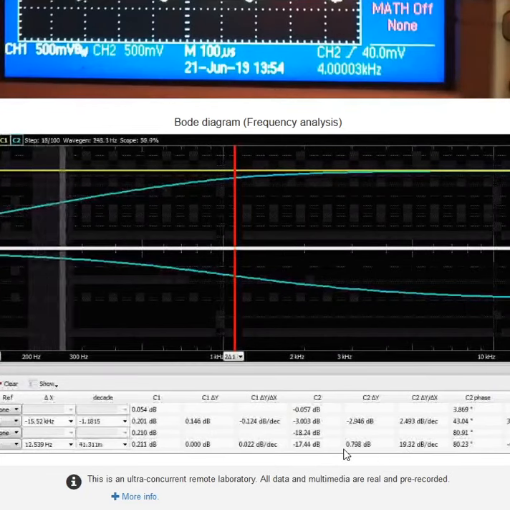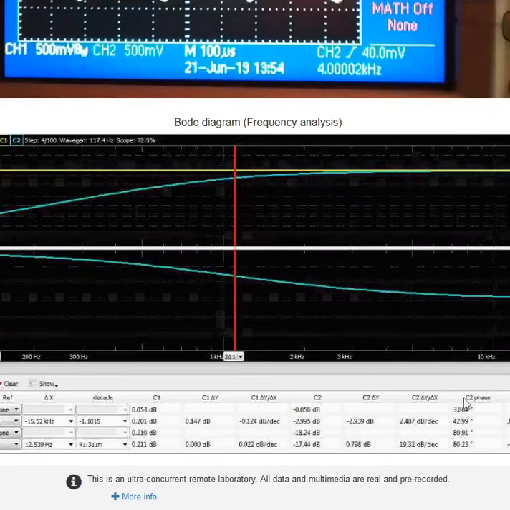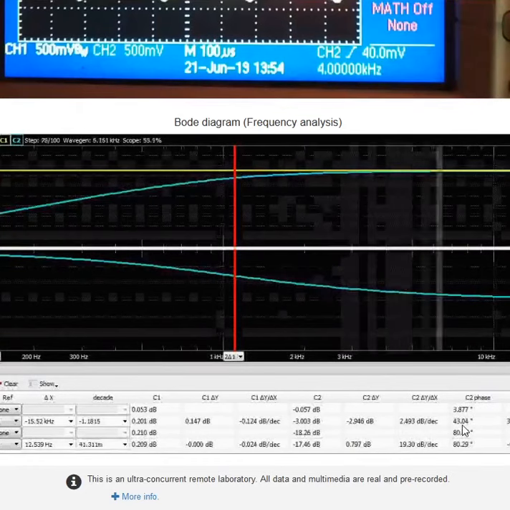It's also noticeable that the phase difference between output and input signal in the passband is close to 0 degree and at the cutoff frequency it is 45 degree.